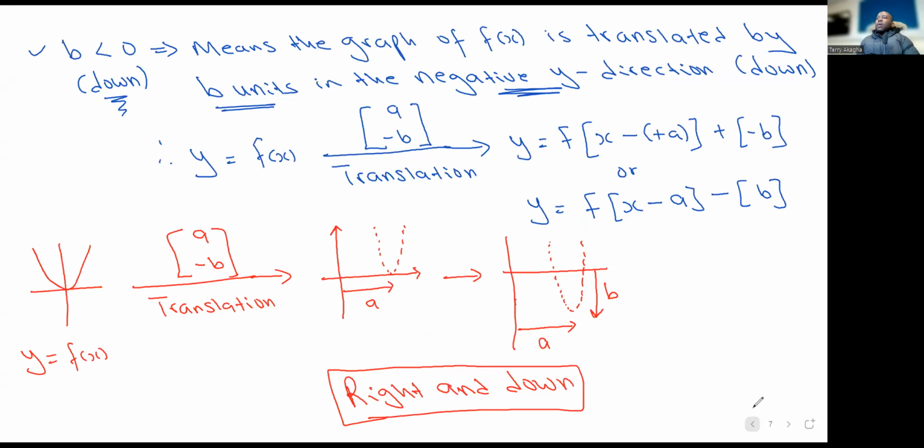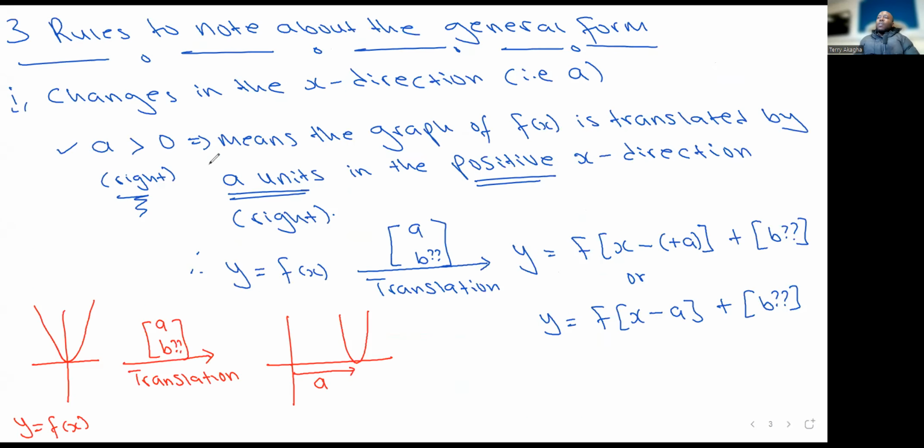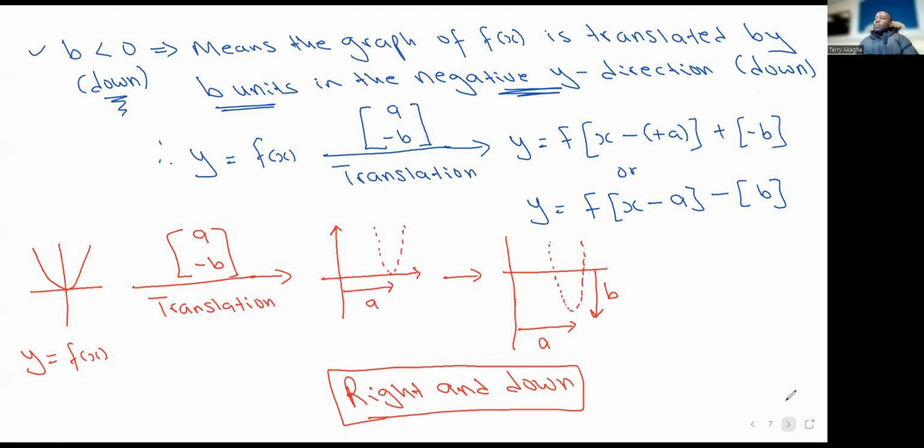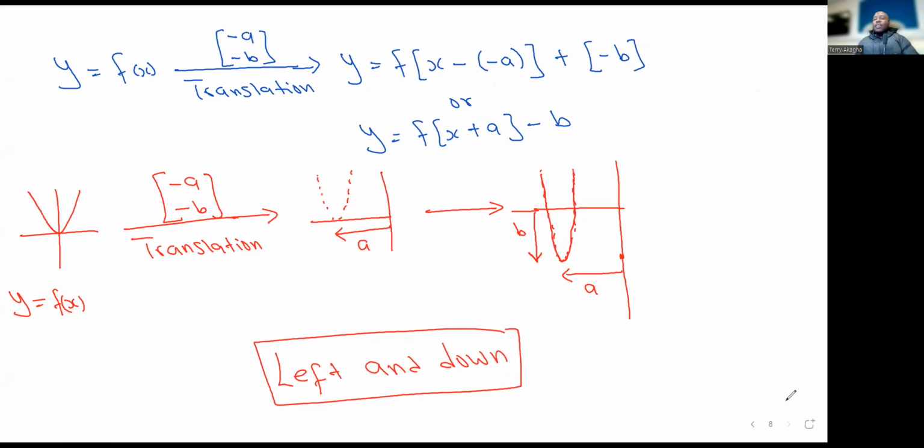Okay, so we've talked about two things: the changes in the X direction, and the changes in the Y direction. Now, the third thing I want to talk about is the changes in the X and Y coordinates. So what happens to the general form with changes in the X and Y coordinates? That's the third one.